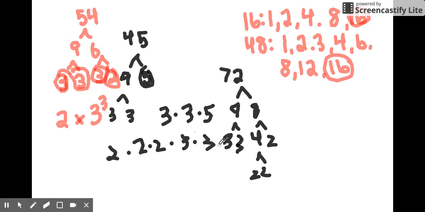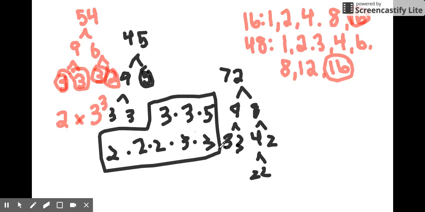Okay, so right now we're looking at this. So this 3 times 3 times 5 is the prime factorization for 45, and then 2 times 2 times 2 times 3 times 3 is 72. So now we have to circle what they have in common. Well, there's a set of 3's right here, and then there's a set of 3's right here, which means 3 times 3, our greatest common factor is 9.